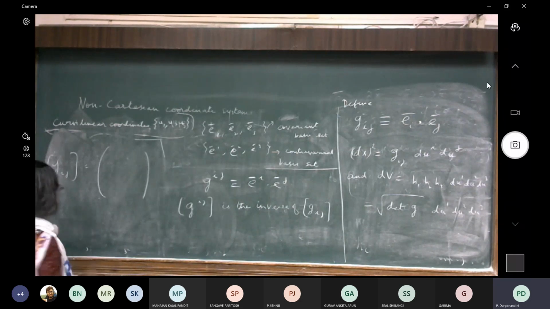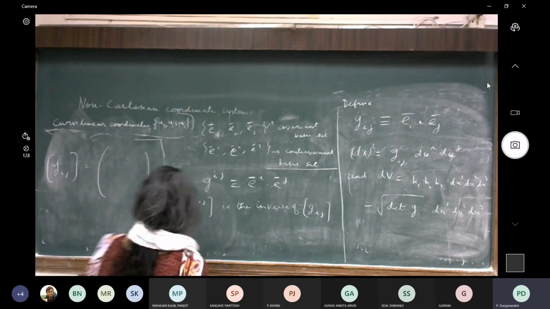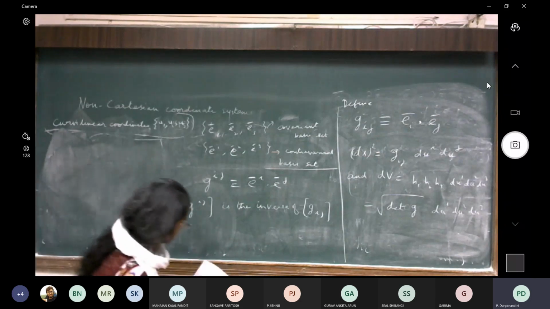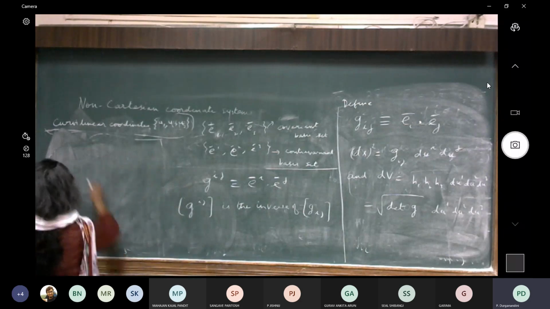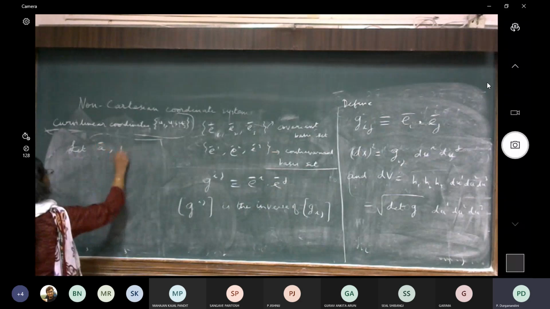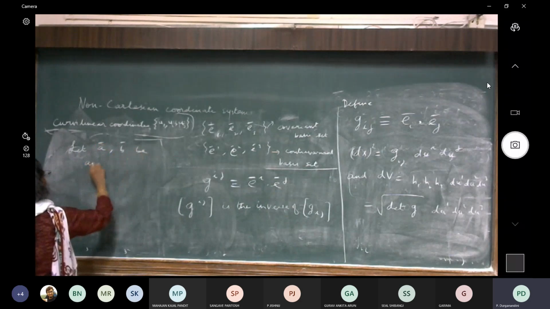Now you see some more things. I'll say a little bit more of G just in a while, but you can see the advantage of this G in the following. Now let's consider the scalar product of two arbitrary vectors. Let A and B be any two vectors.